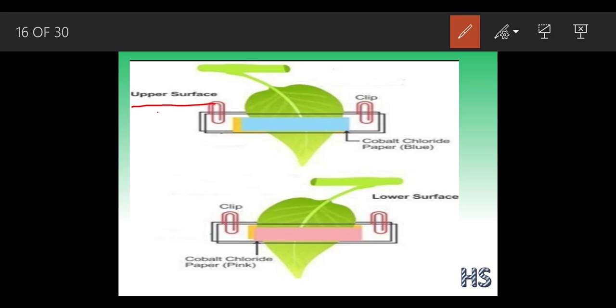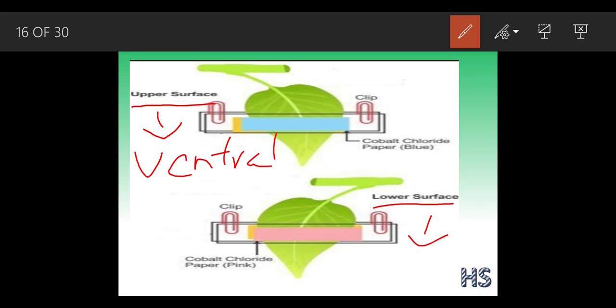This is the upper surface of the leaf. Let's take a leaf. Okay, this is the upper surface which we are going to call the ventral side. Ventral means the front side, and this is the same leaf, but now we are going to take the lower surface. Okay, lower surface means the dorsal side. Dorsal means the back side of the leaf. We kept the dry cobalt chloride paper and attached it with a clip so that we can prove where the stomata are present more.